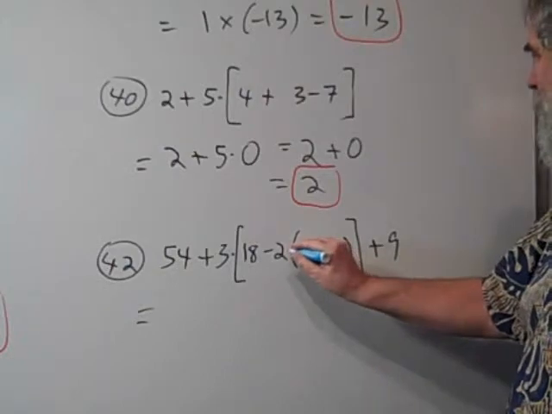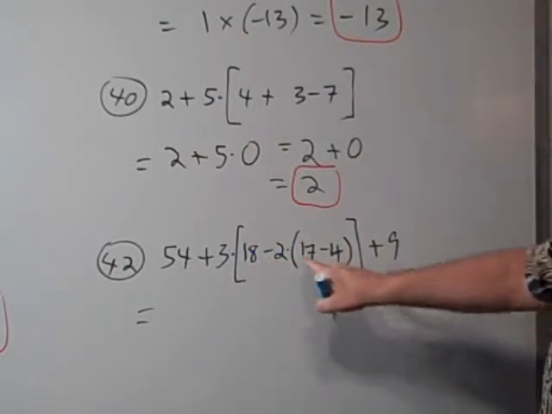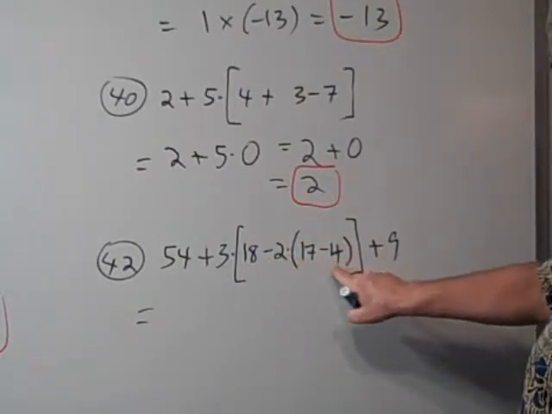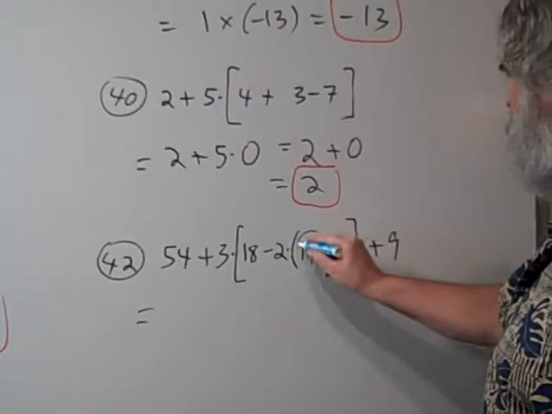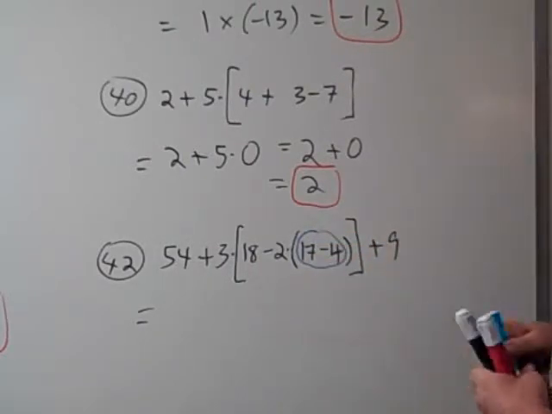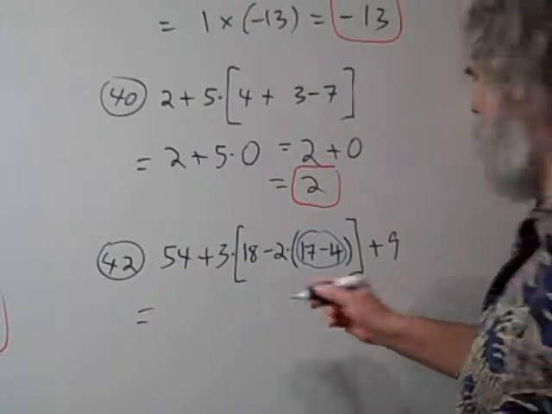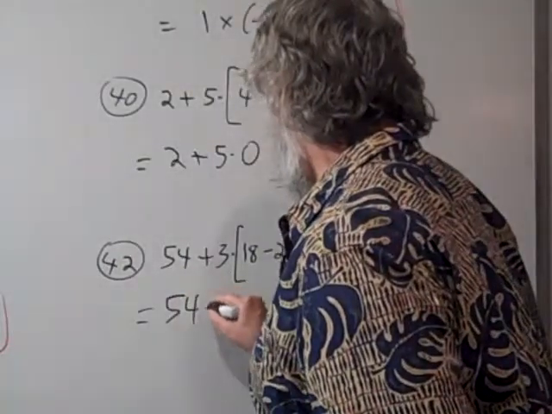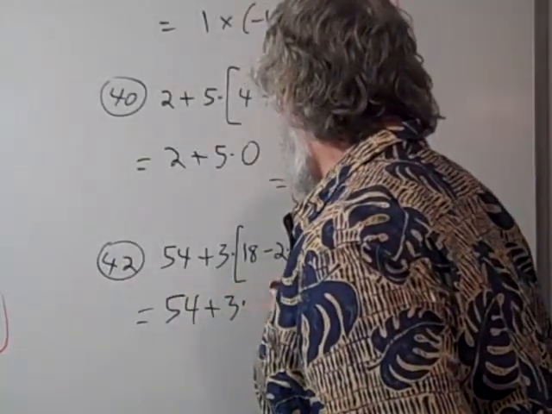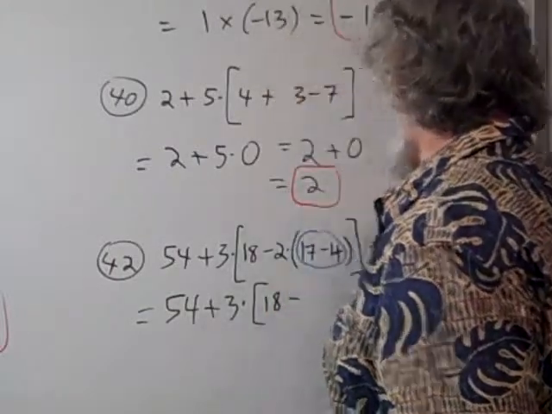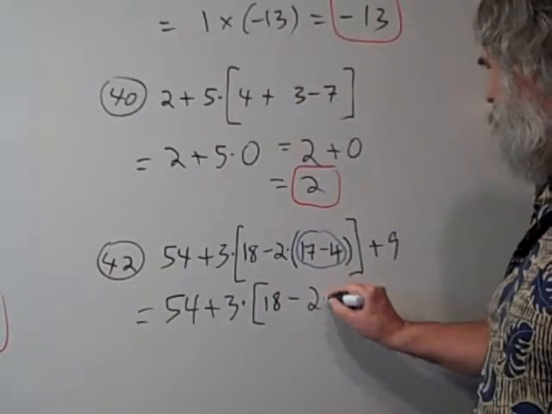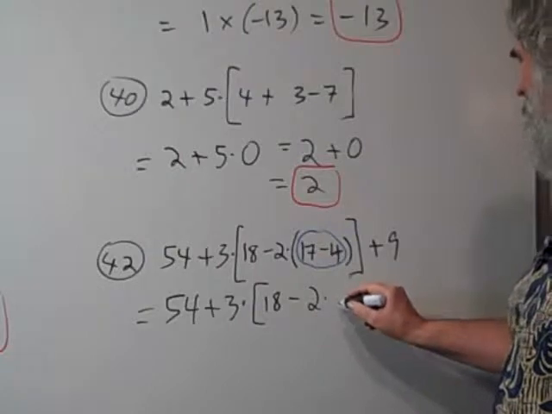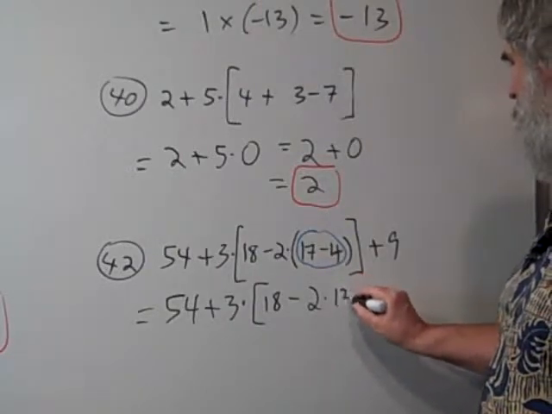And there's a times here and a minus here. We're supposed to do the multiply first. So we're forced to look inside of the parentheses. This is what we have to do first. 17 minus 4. So we get 54 plus 3 times 18 minus 2 times 17 minus 4 is 13.